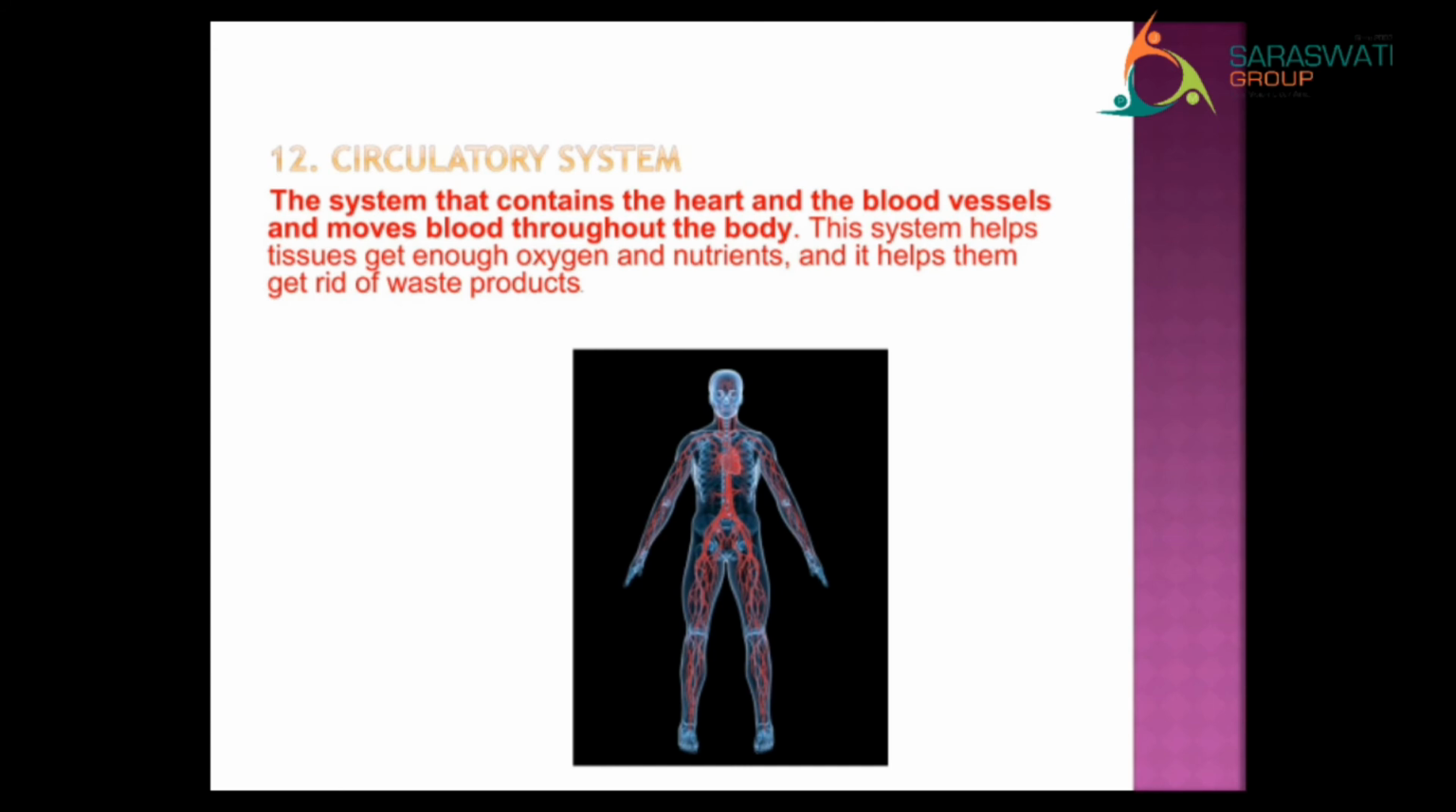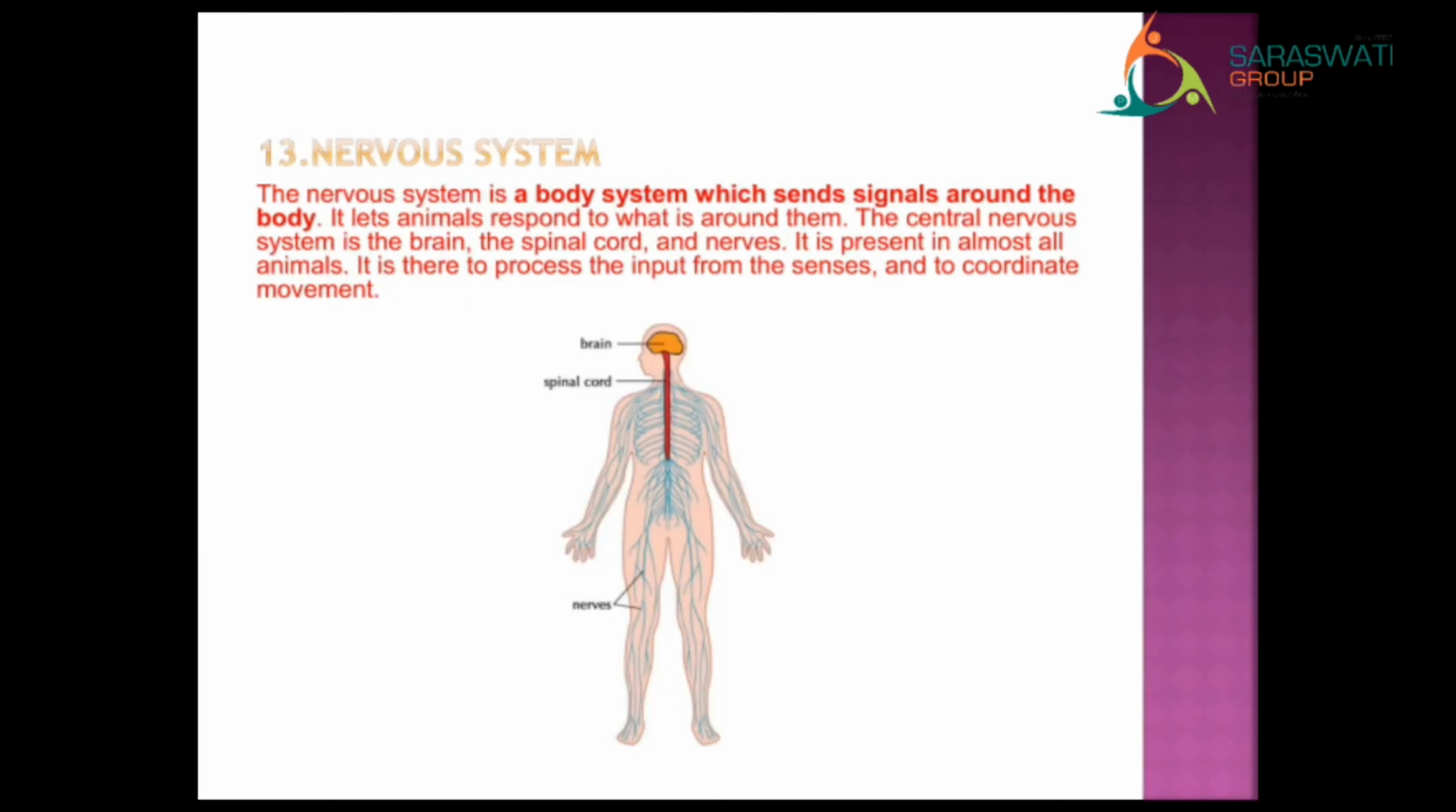Blood, as we all know, is the red colored fluid that carries oxygen and absorbs food through the blood vessels. It also collects waste from the parts of the body and takes it to the excretory system. Clear? Now, next 13. Nervous system.